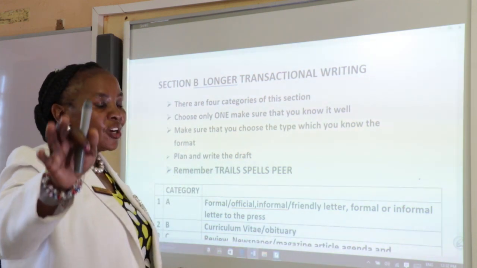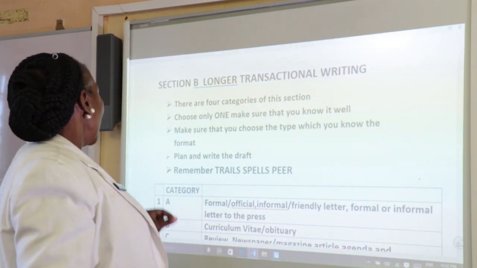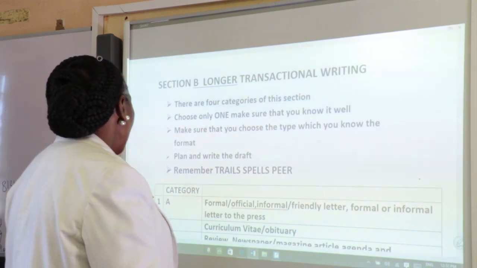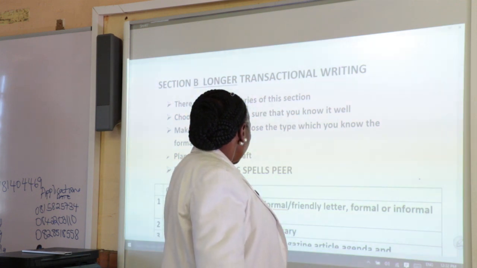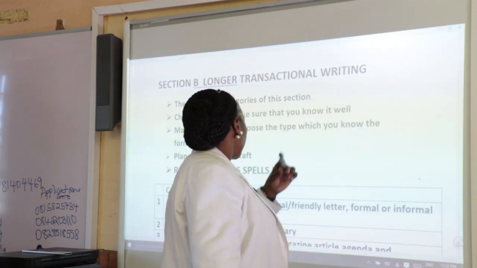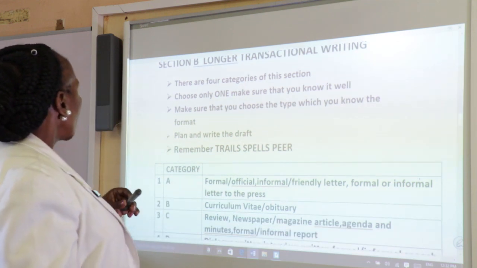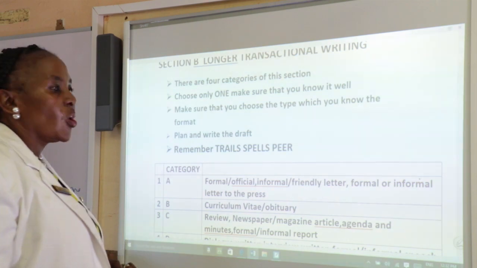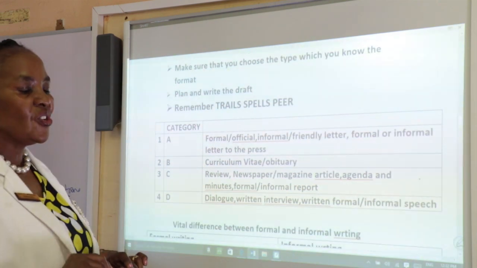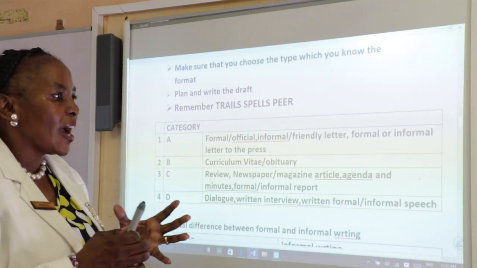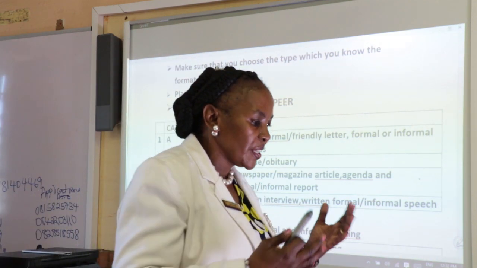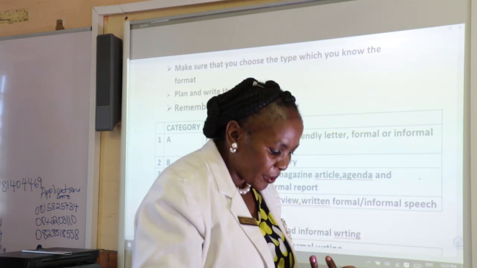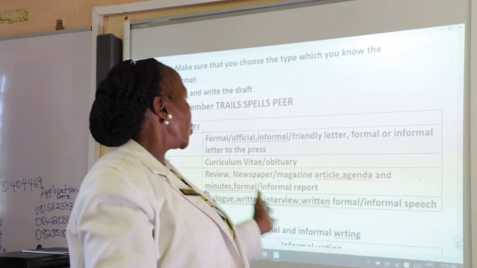I'm not going for degrees of comparison. In this section, there are four categories. And remember, it's still the same. Trails, spells, peer. It's the same. Section B and Section C. But here, it consists of four categories, not three categories. That is why when you look at the previous papers, you will see that there is 2.1, 2.2, 2.3, and 2.4.